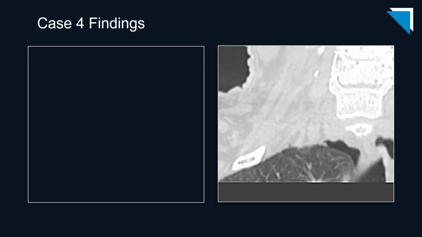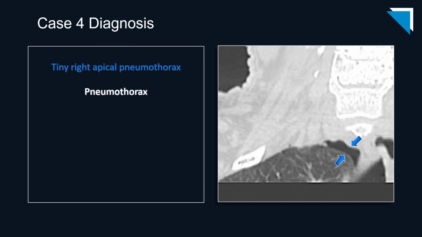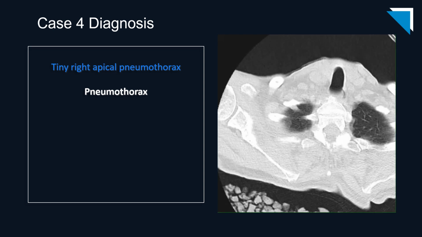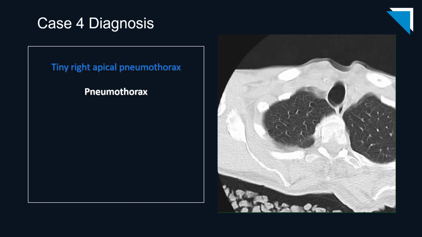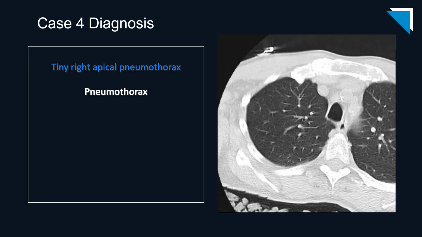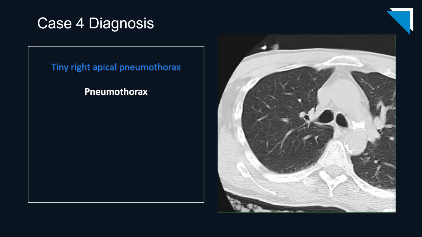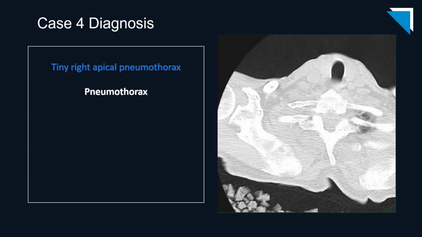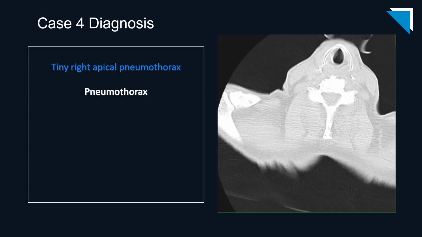The findings should be readily apparent on this single image from the coronal series. There is a tiny right apical pneumothorax. Here are the corresponding axial images from a CT scan of the chest that was performed concurrently. And I wanted to demonstrate that the pneumothorax we saw on the C-spine images is virtually invisible on this study, which brings me to a very important point.